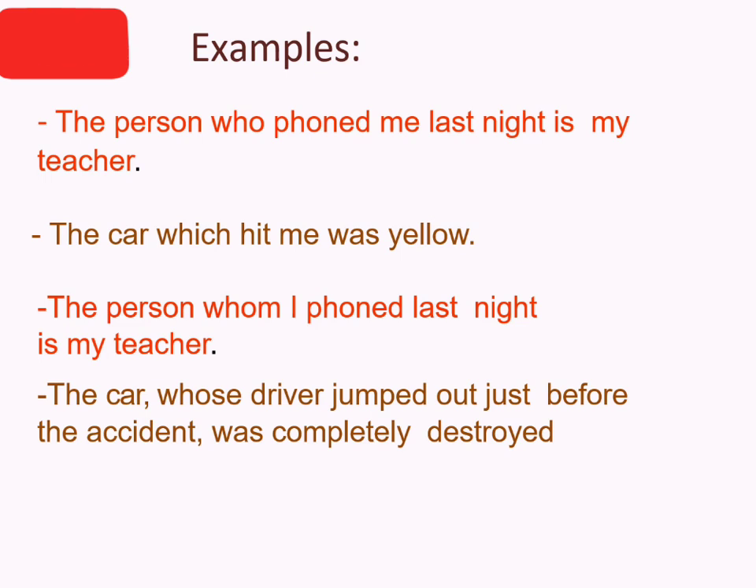Can you see that in each sentence a relationship is being shown? The person whom I phoned last night is my teacher. The car whose driver jumped out just before the accident was completely destroyed. Now, in this case, there is no difference between the gender. Clear, everyone? In this way, we use the relative pronouns whenever we have to show the relation.